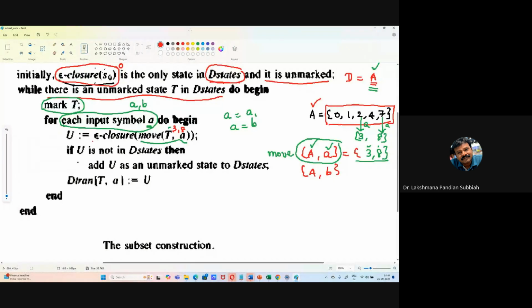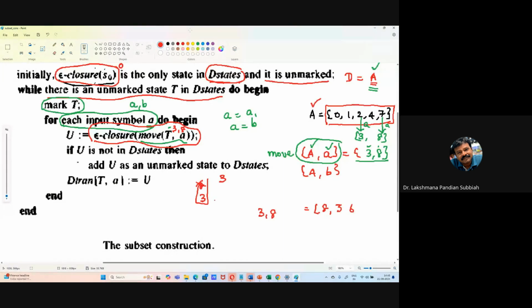Now you find the epsilon closure for 3 comma 8. We have to call the previous routine, epsilon closure, which the previous algorithm developed. Here we have 3 and 8. First you push 3 and 8 into the stack. Now you pop out 8. From that 8 there is no further epsilon edge, so you remove it. Pop out 3. From that 3 we have an epsilon edge to 6.